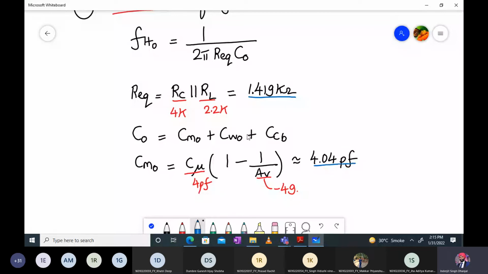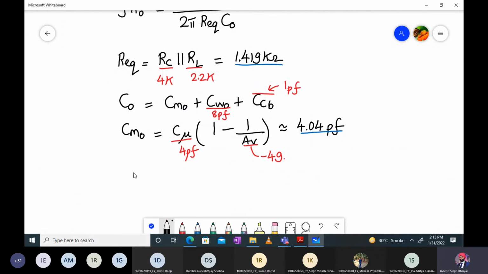Then CWO value. What is CWO value? CWO is 8 picofarad given to us. And CCB value is how much? It's given 1 picofarad. Okay. So please calculate CO now. CO will be equal to 4 picofarad plus 8 plus 1. So that will be 13.04 picofarad. Okay. That's the value of CO. So next we quickly calculate FHO.